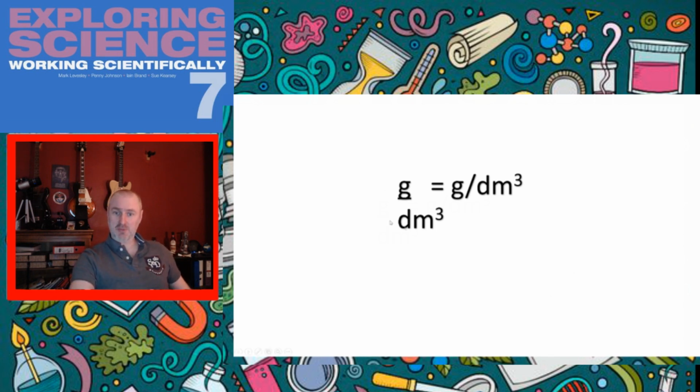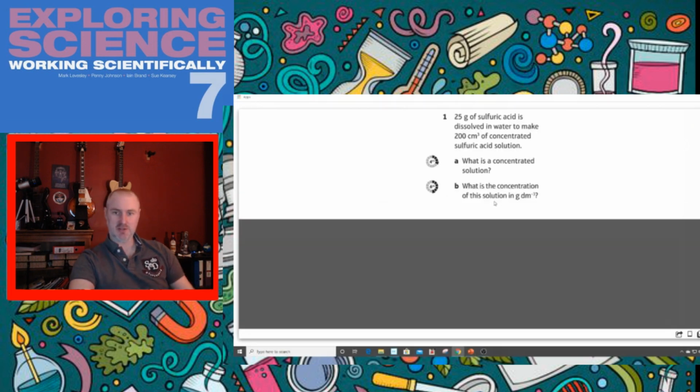So I get something like this. Grams divided by decimetre cubed gives me grams per dm cubed, and this will be the unit I'm looking for. But let's go back to the question.